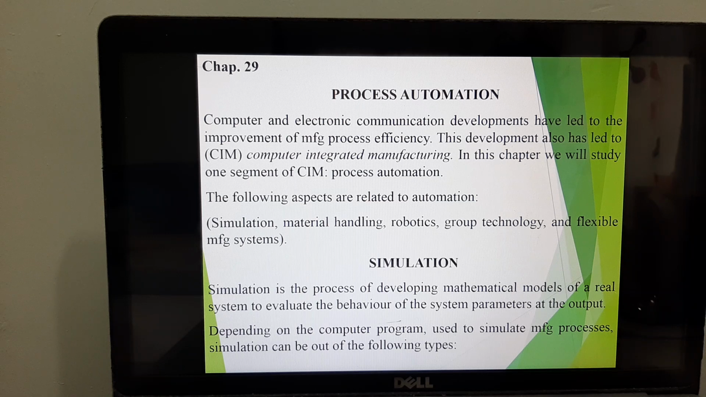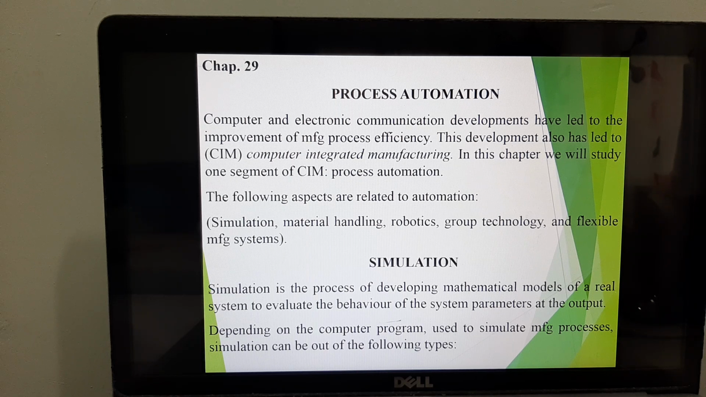Number one, obviously your production will be superb because it is automatically controlled, no human intervention, therefore no accidents. But in terms of ethics, a lot of people will lose jobs. They won't have a job because of this action, and it's a very costly affair. So let's look at process automation. Computer and electronic communication developments have led to the improvement of manufacturing process efficiency, and this development has also led to computer integrated manufacturing.